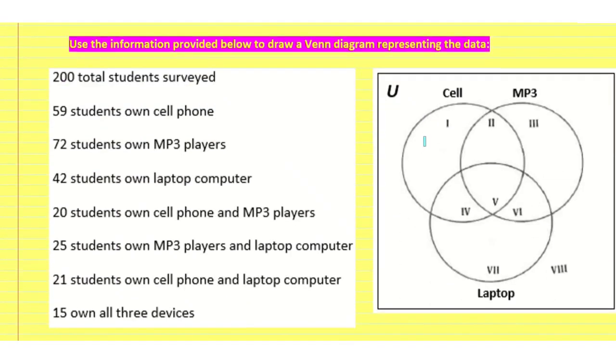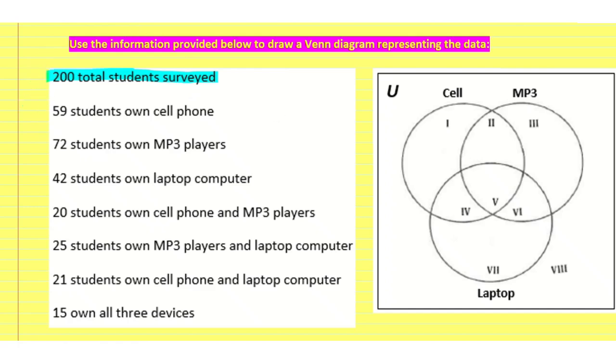Next part of our work here is going to be considering these 200 students that they've surveyed. We've been dealing with the region numbers, the Roman numeral 1, 2, 3, 4, 5, 6, 7, 8, but now we're going to put actual numbers of students in our Venn diagram. Now, you might think that because they gave us this total first and 59 students on a cell phone at the top of the list, you might think, we need to start there.